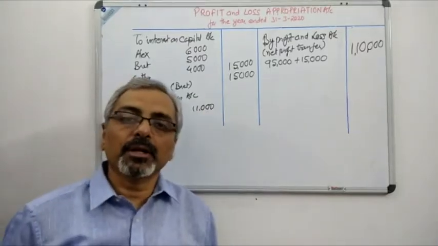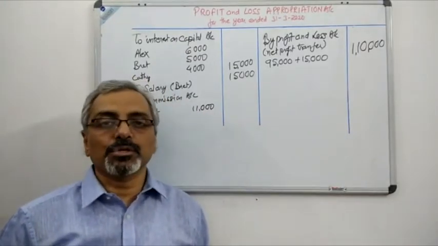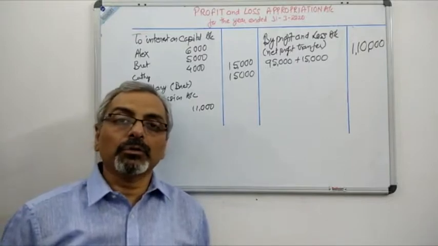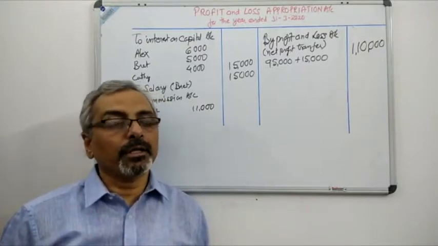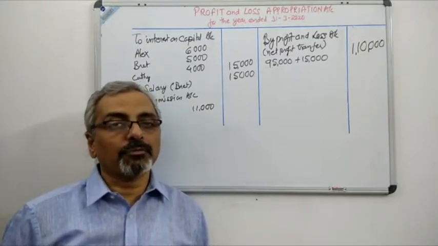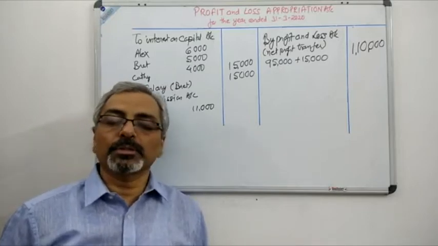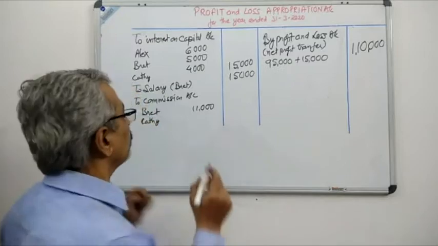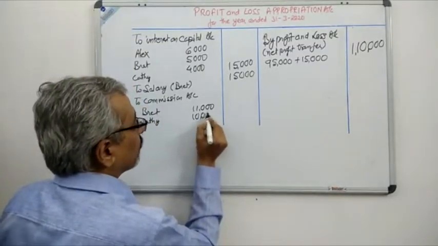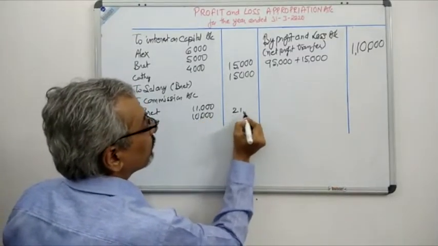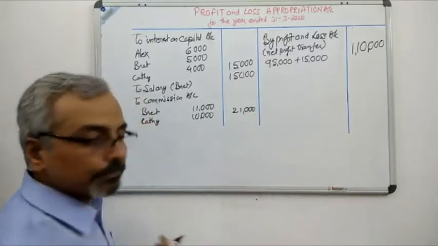Kathy has been given a commission after charging such commission. Therefore, 1,10,000 into 10 divided by 110. If you remember, whenever we take the after concept, we add the denominator with the percentage. So the percentage is 10%. So now over here, the commission will be 10,000. So as a whole, we have 21,000 over here.